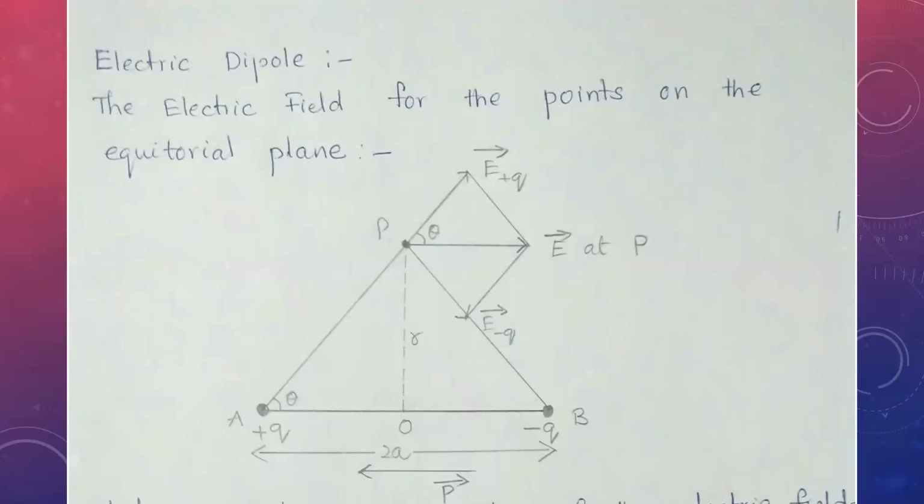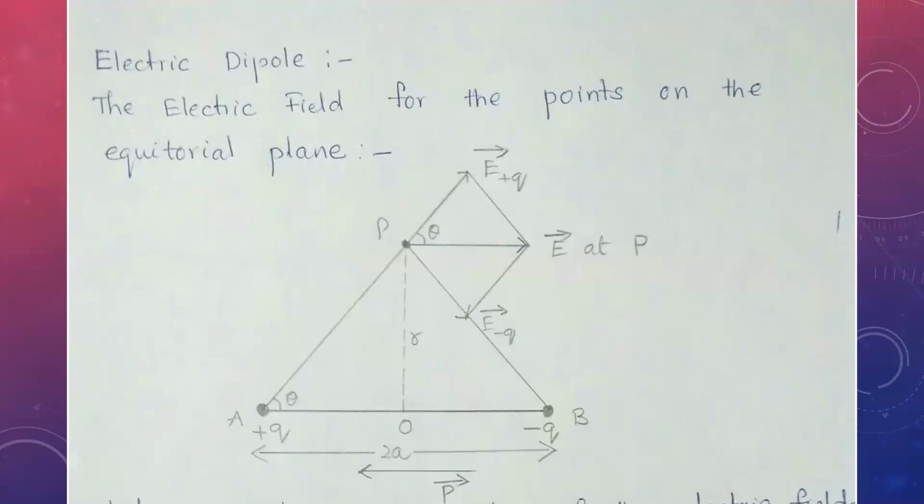Now we have taken a point P on the equatorial line, or we can also say it is a point P lying in the equatorial plane. Now our derivation is to find the expression for the electric field at a point on the equatorial line.